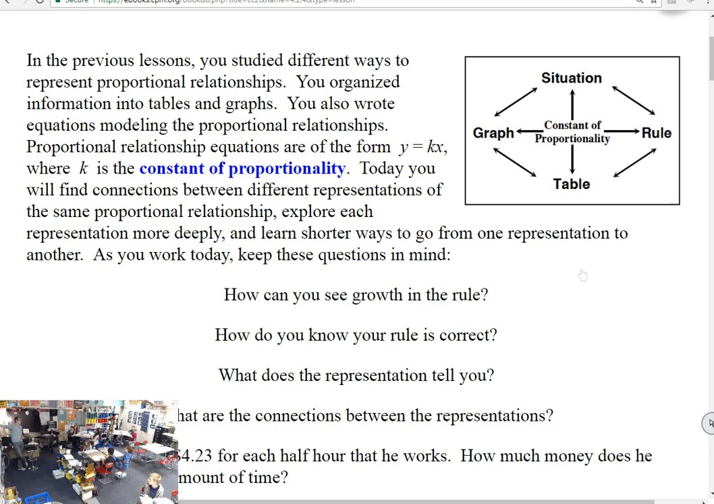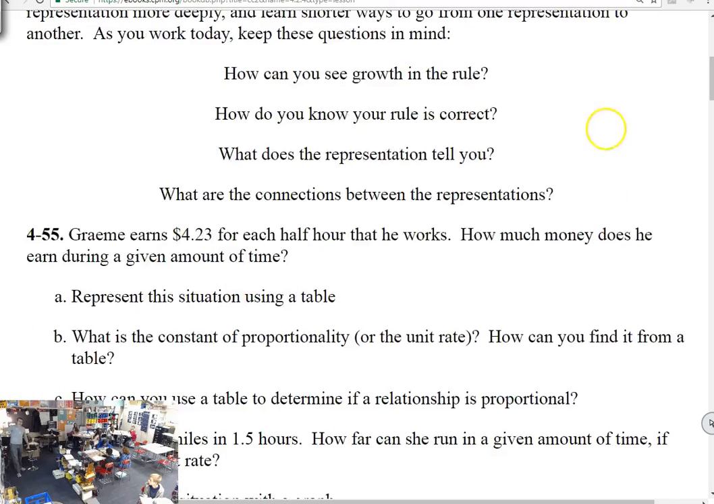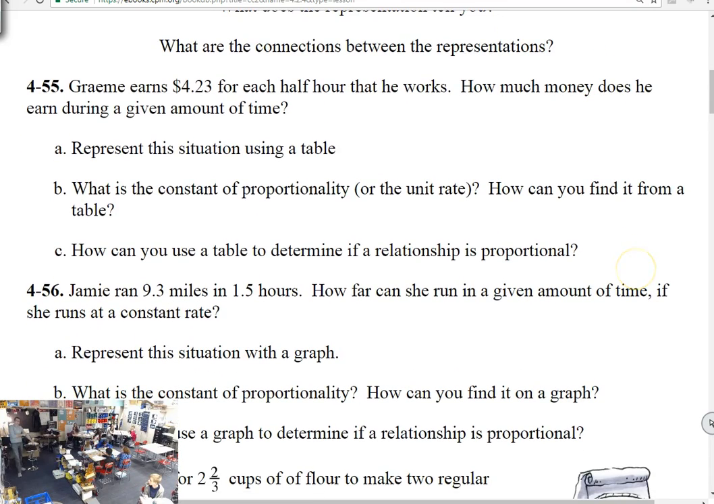We can know the rule. We can see the graph. We can read from a table. And we can hear from a verbal or a written situation. All of these can lead us to a constant of proportionality, or a constant of proportionality can lead out to all of those. So we're going to look at how we can determine this based off situations.